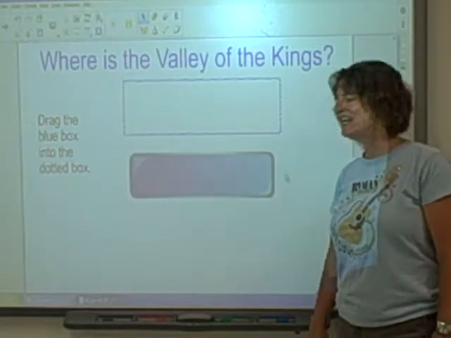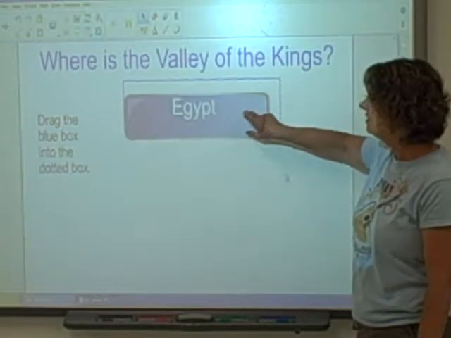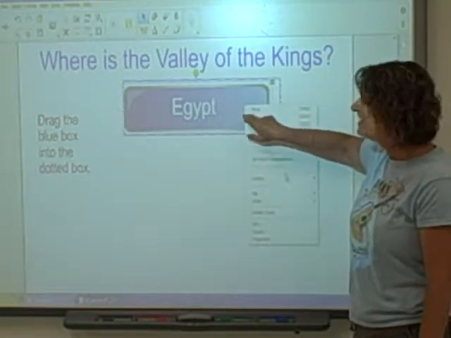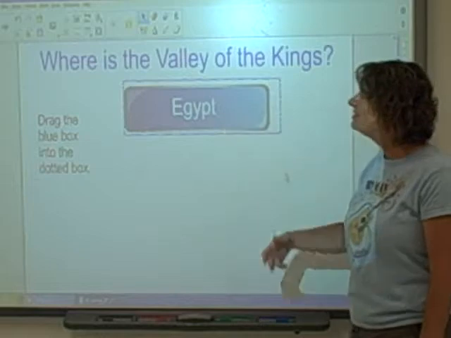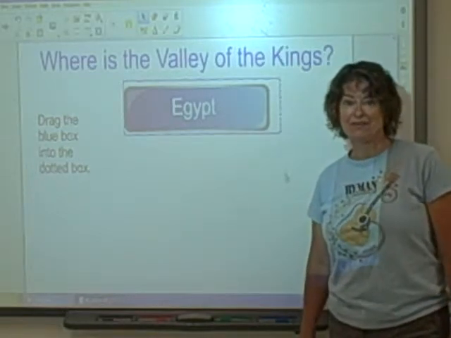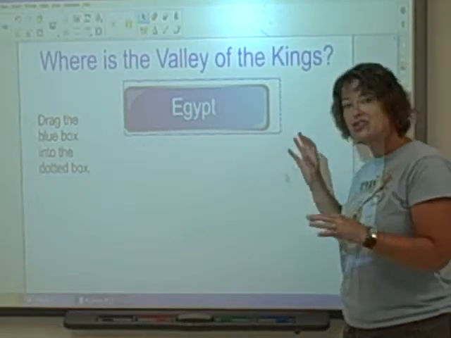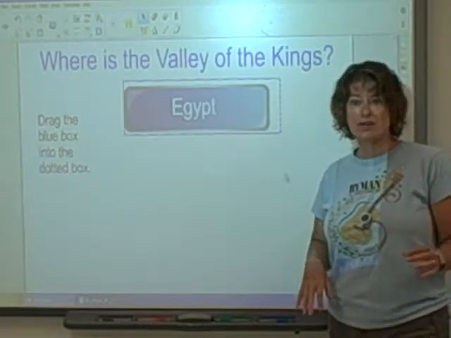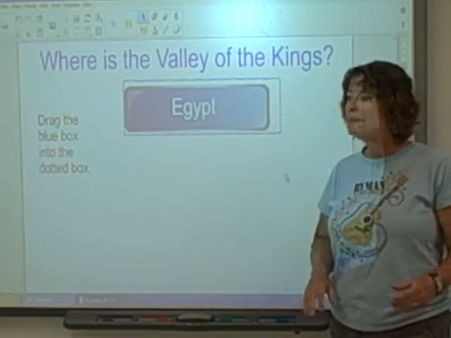Where is the Valley of the Kings? Egypt. This is an example of order and reveal. Again, detailed instructions on page 43 in your learner workbook.